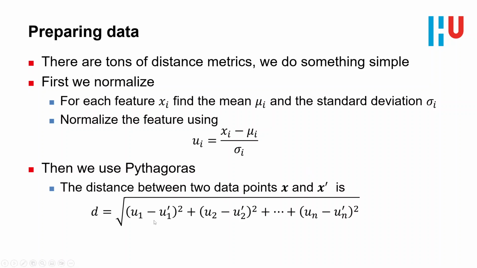And then we use Pythagoras. And again, what I told you already before, but here you see the whole formula. If you've got a multidimensional axis, it looks something like this. So this is for 2 dimensions. If you've got more, then you just add these terms.